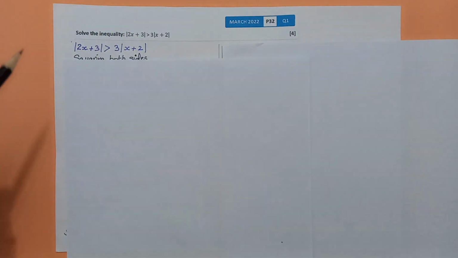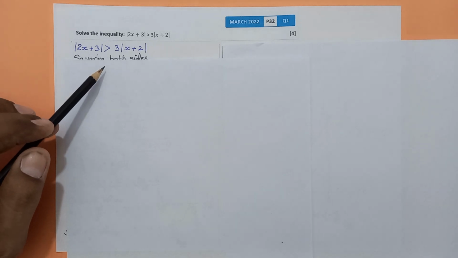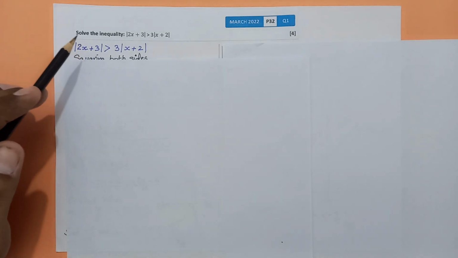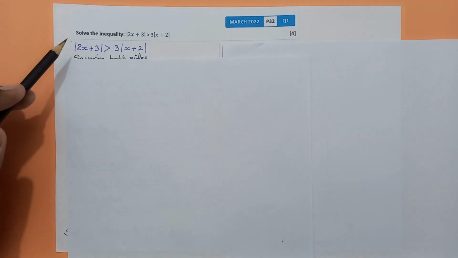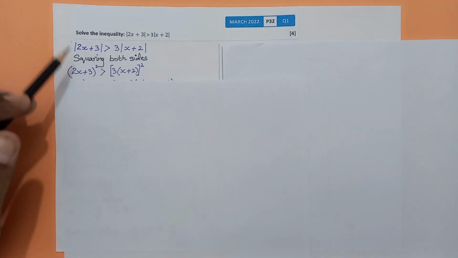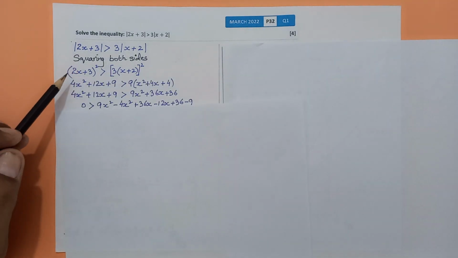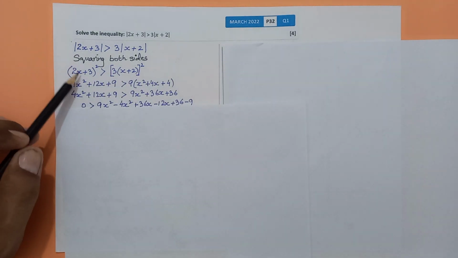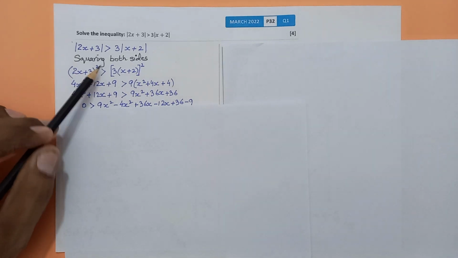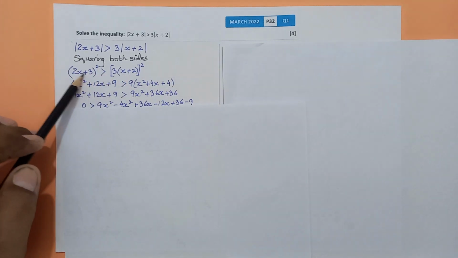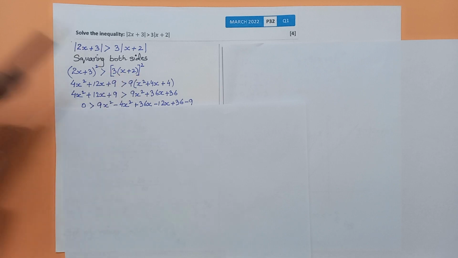So let us first work on the algebraic method, and then we will work on the graphical method. For algebra, the process is very simple. Just go for squaring both sides, and after squaring both sides, simply use the formula of (a plus b) whole square. And if it is negative somewhere over here, just use (a minus b) whole square.